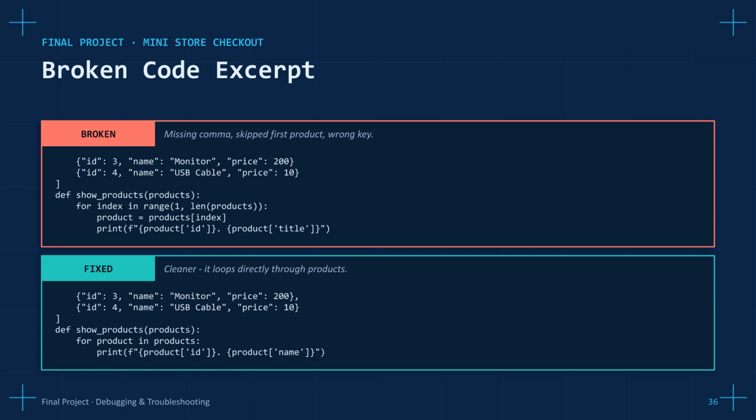In this broken code excerpt, there's a missing comma between products. The loop starts at index 1 and skips the first product, and it tries to access a title key that doesn't exist. The fix adds the comma, loops directly through the product list, and uses the correct name key. It is both cleaner and correct.